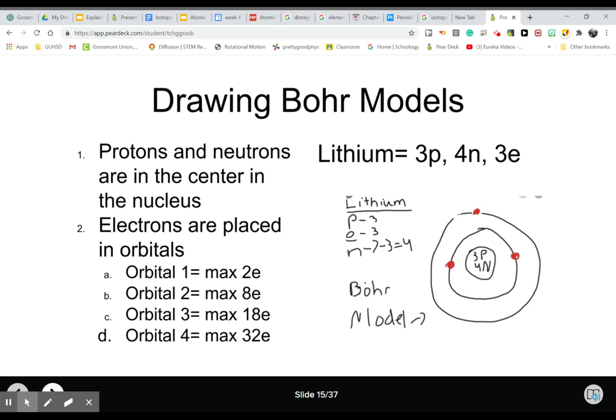So when we're drawing Bohr models, and this is something that you probably learned in junior high, but we're also going to look at this today a little bit, you're going to put your protons and your neutrons in the center. Now, a diagram that you may have seen before would be something like circles, like 3 purple circles and 4 orange circles. So how do we know what goes in the center? Well, we need to figure out how many protons there are and how many neutrons, and we're going to talk about that in the slides to come.